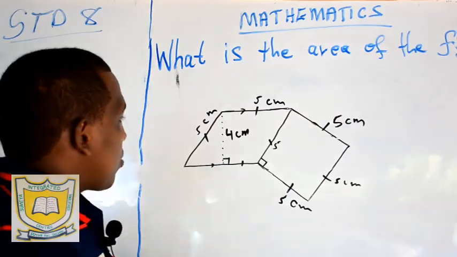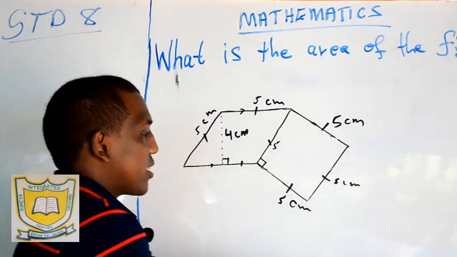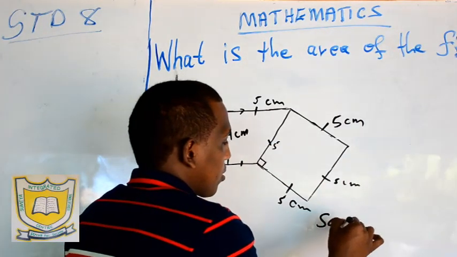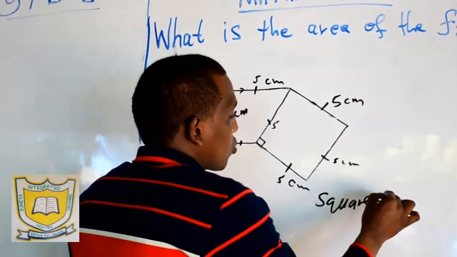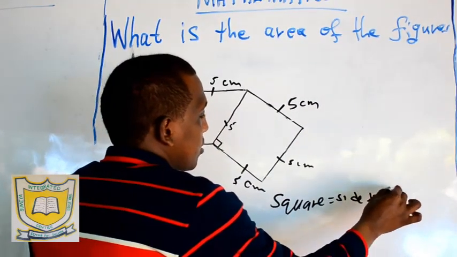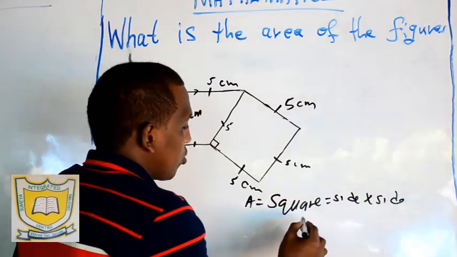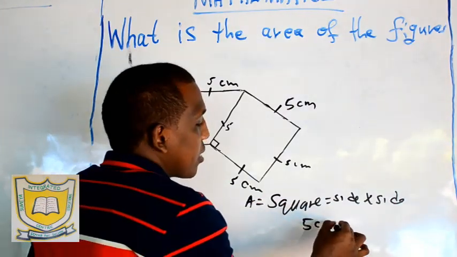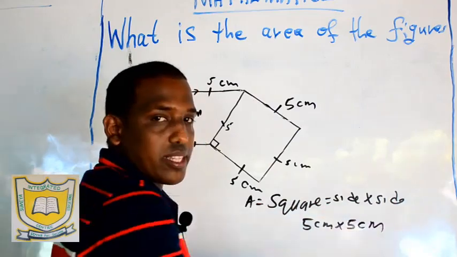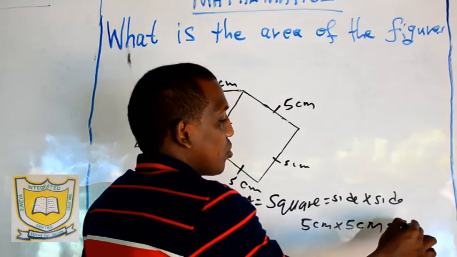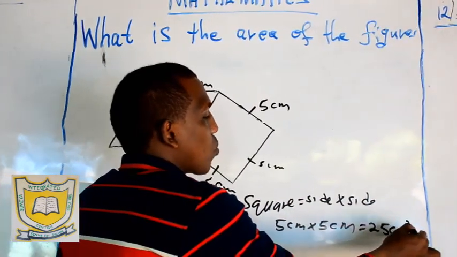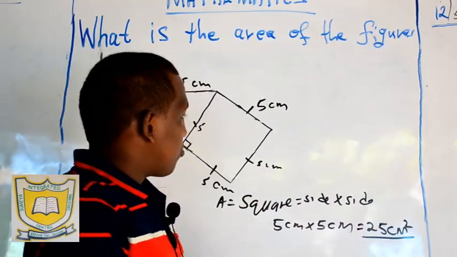Now, I want to get the area of this square. The area of a square is equal to side times side, which is 5 centimeter times 5 centimeter, which is equal to 25 centimeter squared. That is the area of the square.